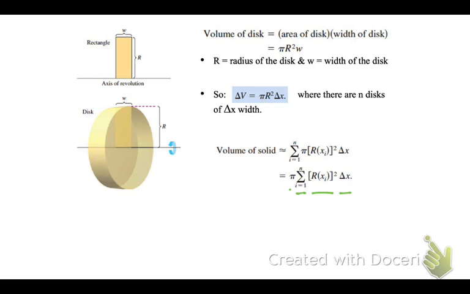But we also know that the summation can turn into an integral, yes? Because I don't want to do the limit method, do you? No. So we would have pi, integral from a to b of r of x squared dx. I ran out of room.